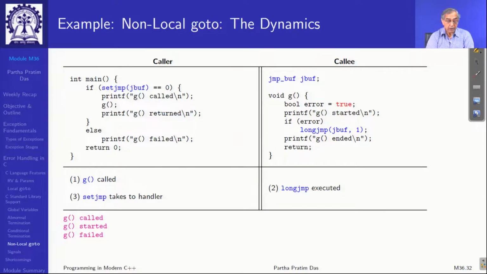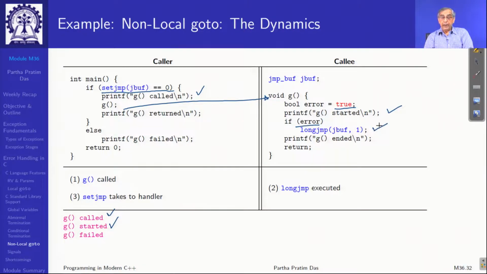Now, suppose I have set this error to true. I am just using a variable to simulate an error situation. So, again the set jump is setting the buffer with the environment to 0. It is called. So, the control comes here. We are in a new environment. G started. So, G called, G started. Now, the error is true. So, you do a long jump.